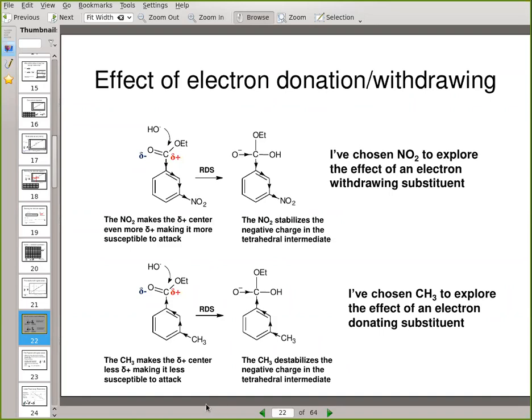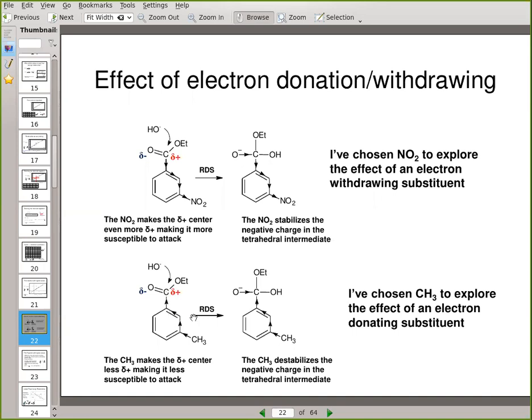Now let's have a look at electron donating groups. If you were to have a methyl group, you'll notice that a methyl group pushes electrons onto the delta plus of a carbonyl, making it less positive and less susceptible to attack by the hydroxide ion. So this is preventing this reaction in a way from happening.